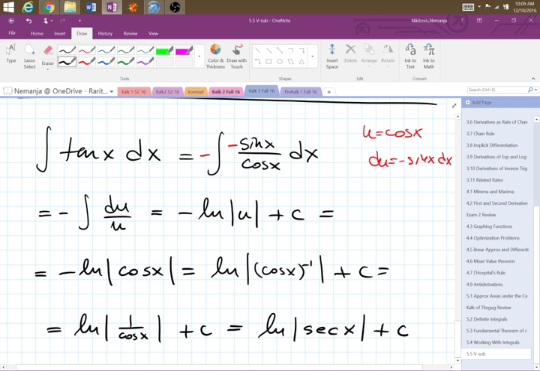So by looking at this, you should immediately tell me what is the integral of cotangent without doing any work. Common sense.